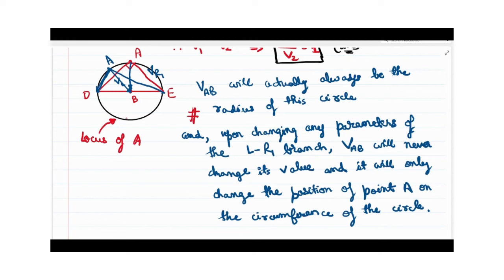But if A moves on the circle, does it change the value of VAB? No, because VAB is the radius of the circle. The circle is remaining constant, so the radius will also remain constant. It doesn't do anything with the shifting of the position of A. So since VAB is the radius of the circle, whatever change we make in the parameter will not change the value of VAB. Whatever was the initial value will be the final value. So V1 equal to V2, and the ratio V1 by V2 will be 1. So this is our answer to this question.